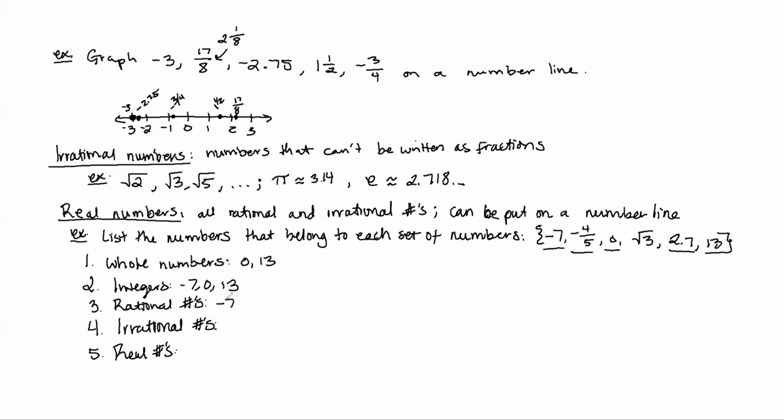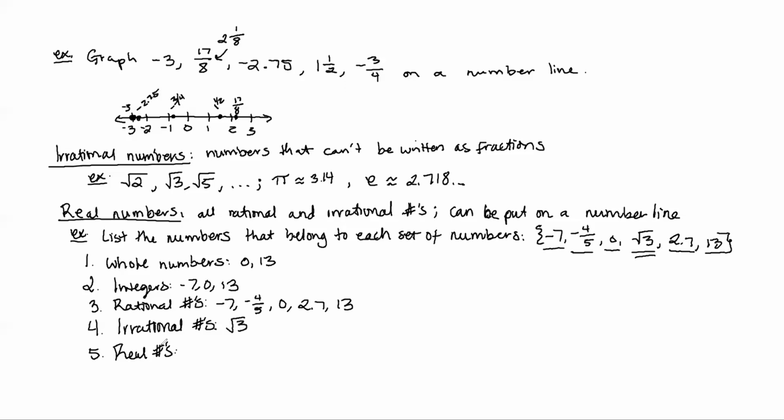So we have -7, -4/5, 0, 2.7, and 13. And just to keep the ordering nice, I'm putting them in numerical order. If you put them in a different order, that's perfectly fine. The irrational number is the only one here that's left that is not rational, so square root of 3.